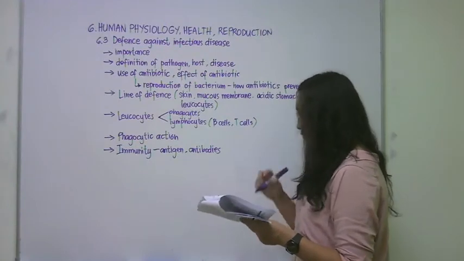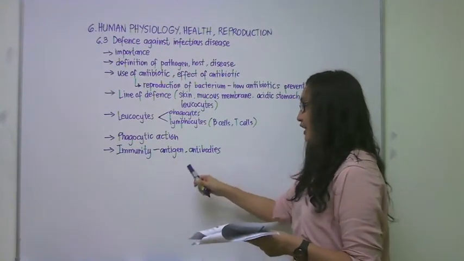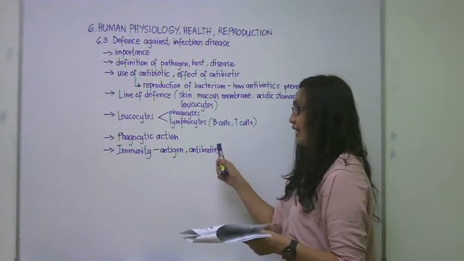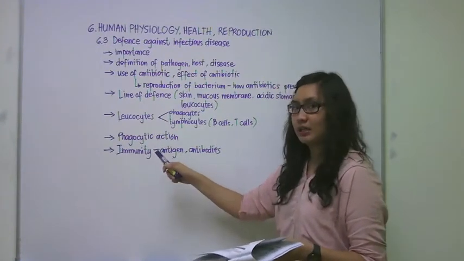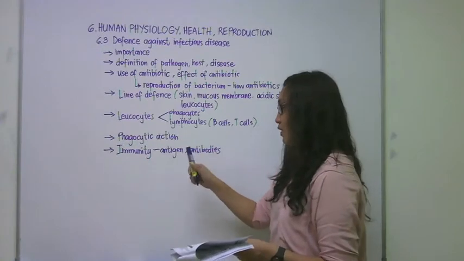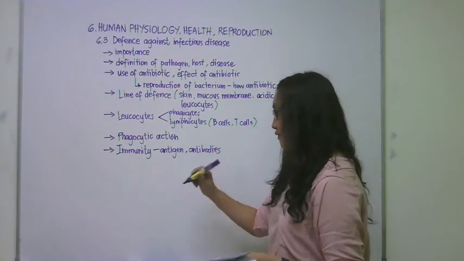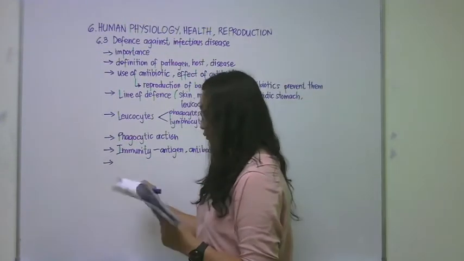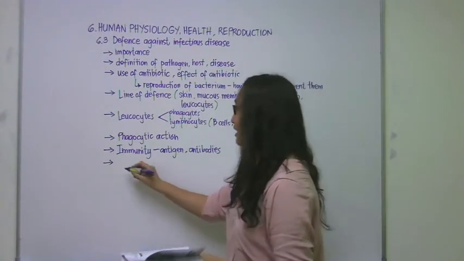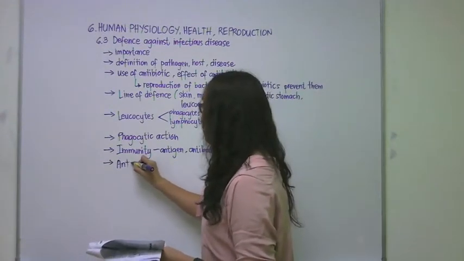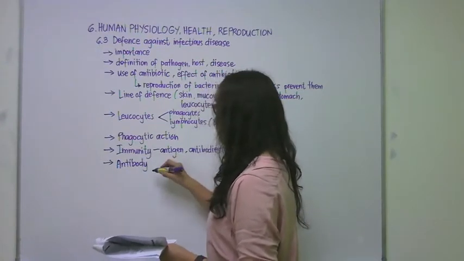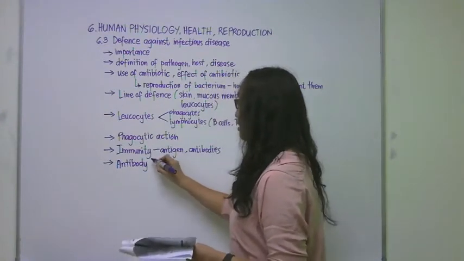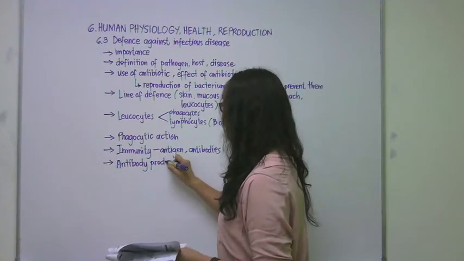Once we have differentiated antigens and antibodies, we have to relate how we are able to achieve immunity in this sense. Once we have discussed their differences, we can move on to antibody production. Our body is able to achieve immunity because of antibody production.